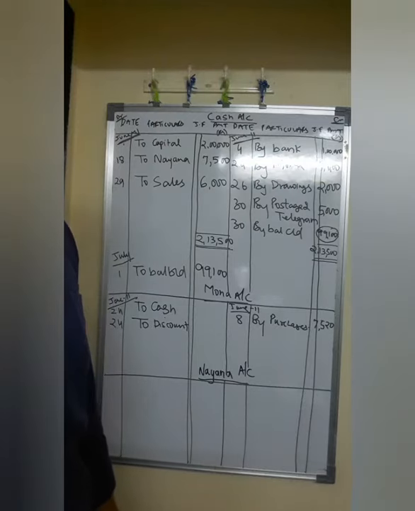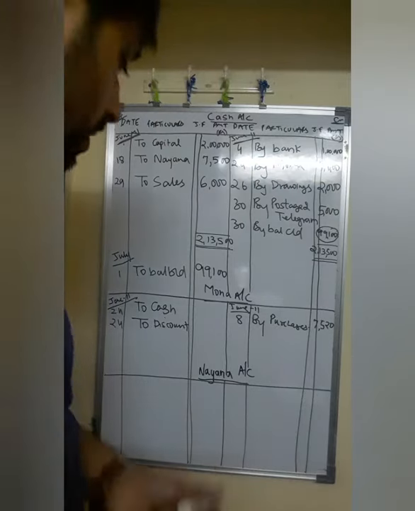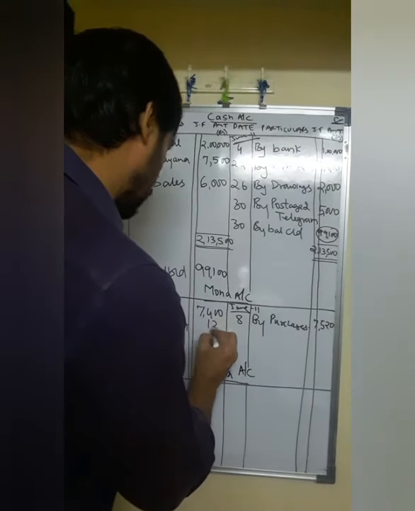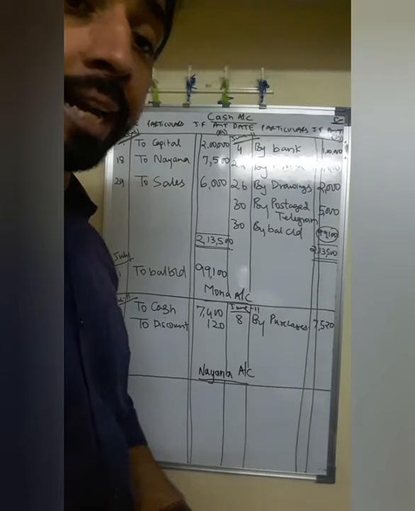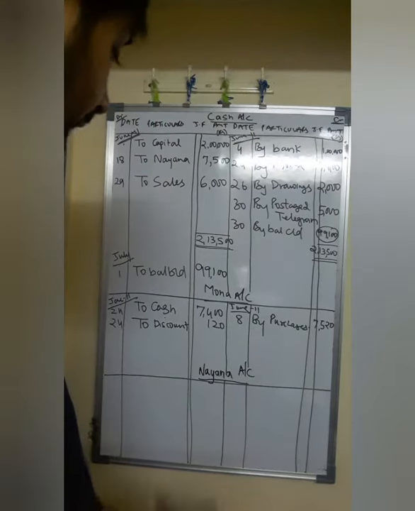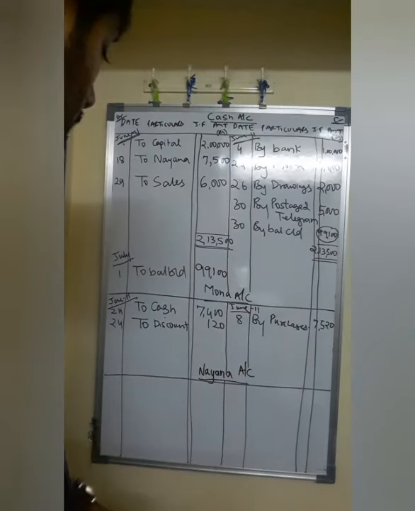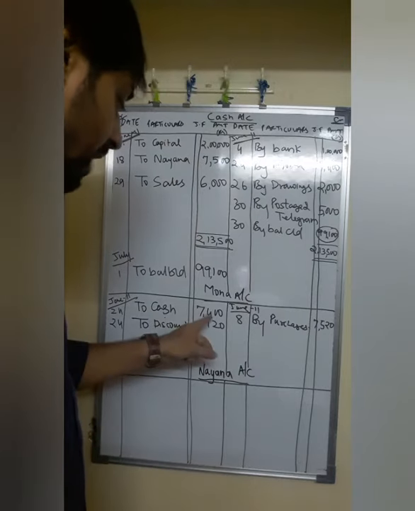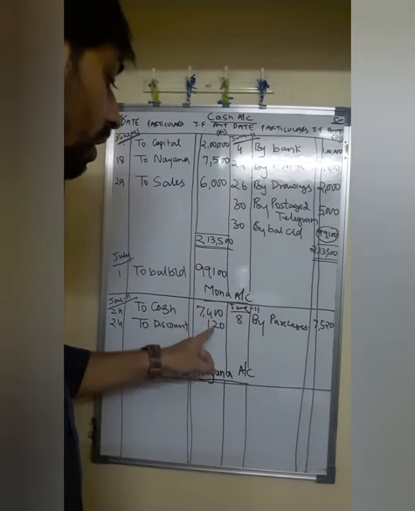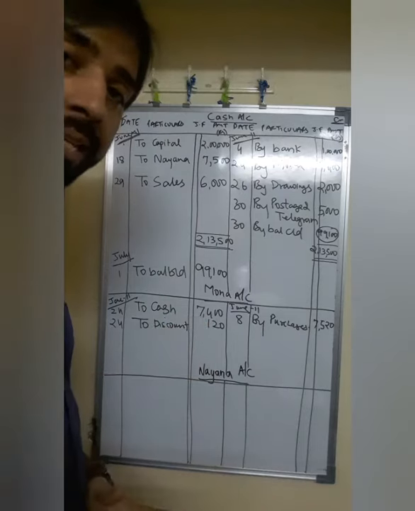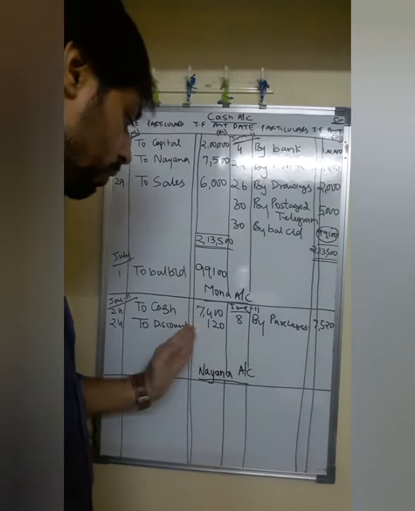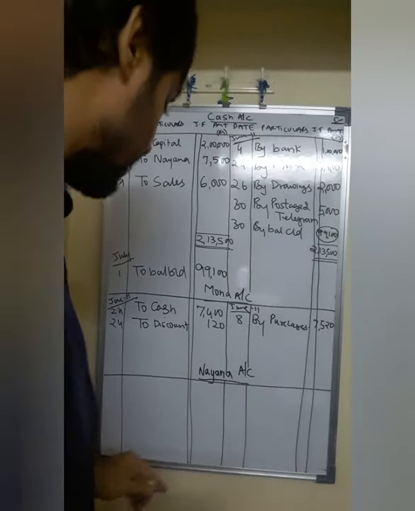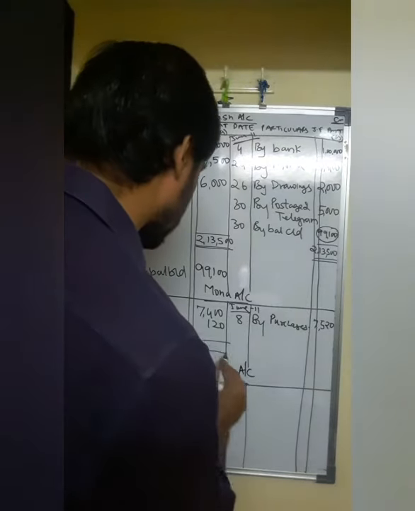What is the amount given in front of cash? 7,400 and the discount is 120. So the total amount given against Mona is 7,520. The bifurcation of this is cash and discount. That means we have paid Mona cash 7,400, and we have earned a discount of 120. Now there are no further transactions relating to Mona, so let us close it, students.